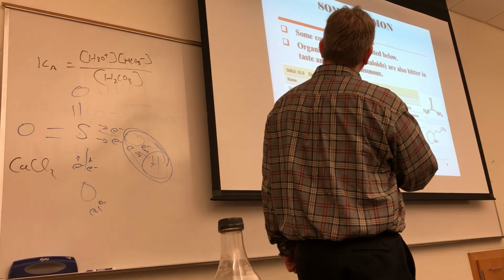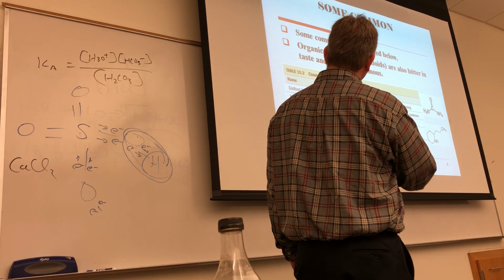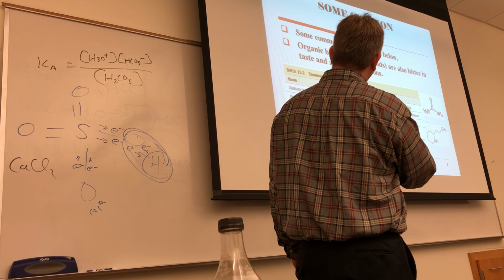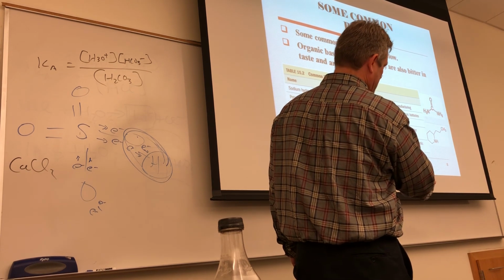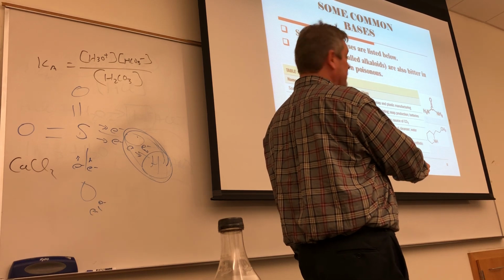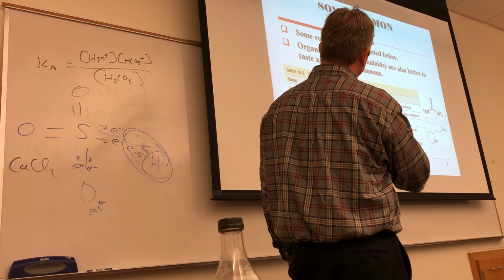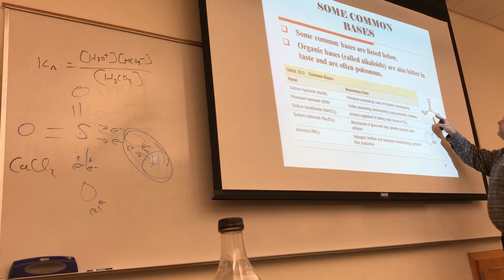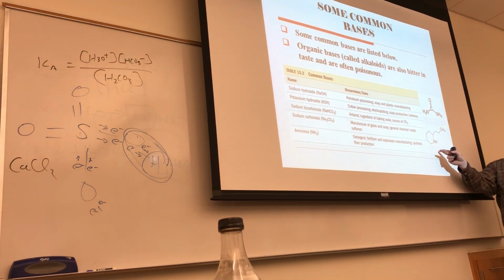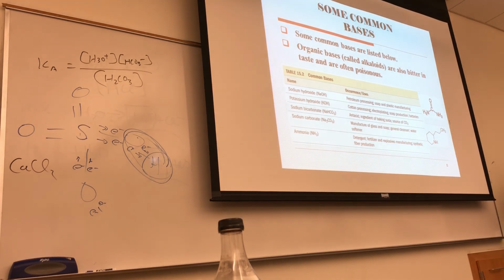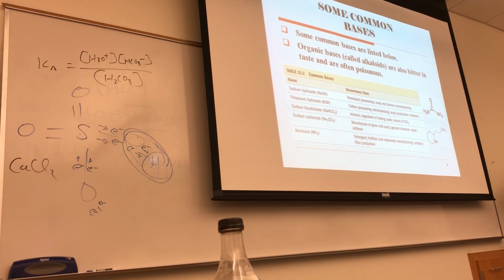Some common bases are listed here. Organic bases called alkaloids are also bitter in taste and often poisonous, and they're here. Remember when I presented this? This goes all the way back to the 8th slide in this chapter. And these ones are considered weak bases. And why? How do I know they're weak versus strong by looking at these pictures, which are the alkaloids here?